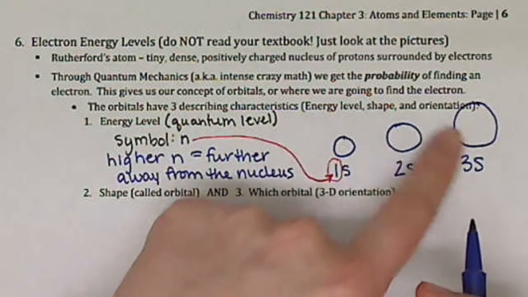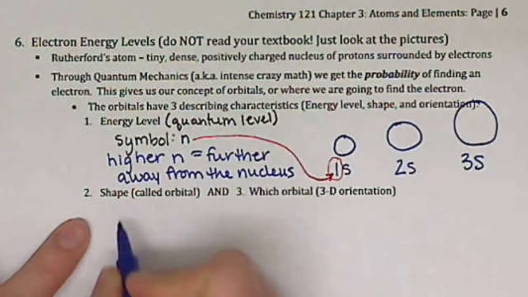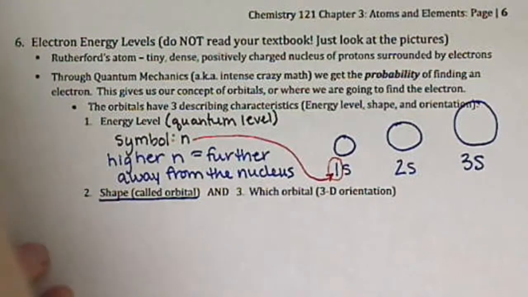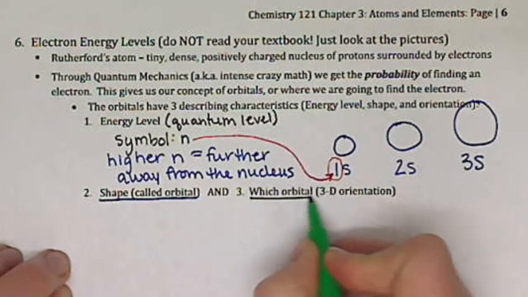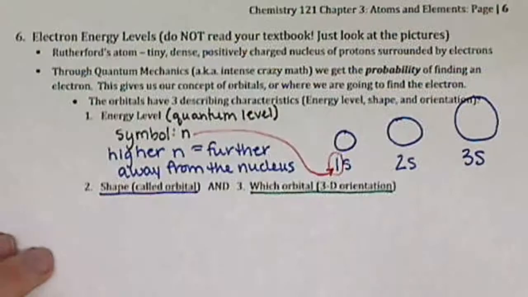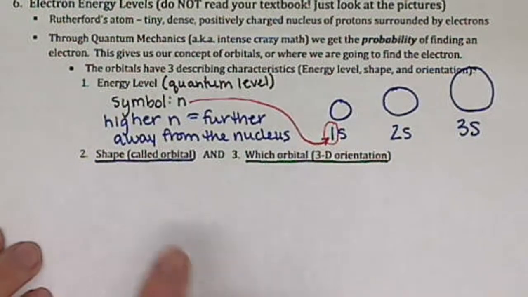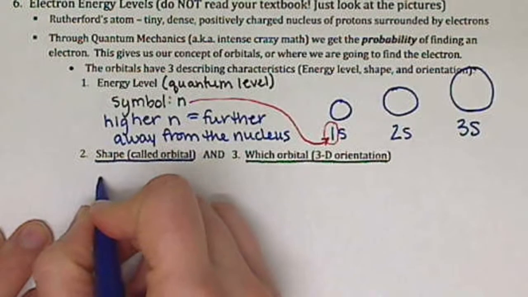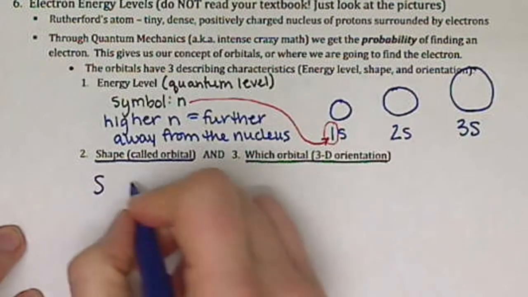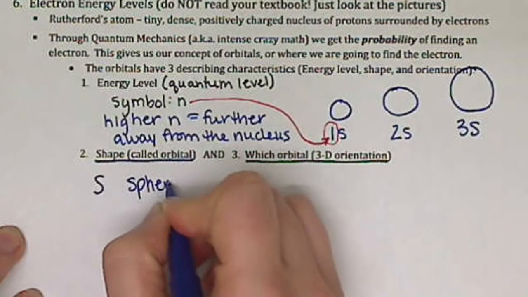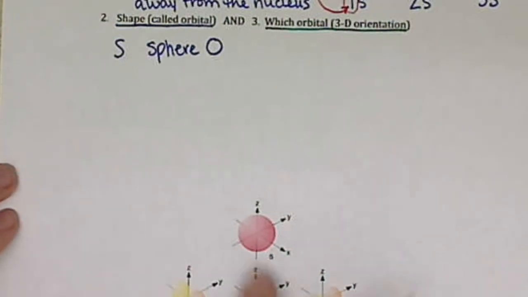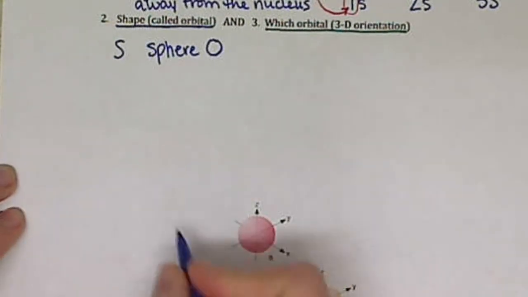Our second one and our third one we kind of consider together. We have the shape of the orbital, and then we have which orbital, which is essentially 3D orientation. How many ways can we rotate that orbital in space? So our shape, we have 4 different ones. We have an s orbital, which is the sphere shape. We represent that usually just with a circle. I have pictures of them at the bottom of the page, but this is your s orbital.